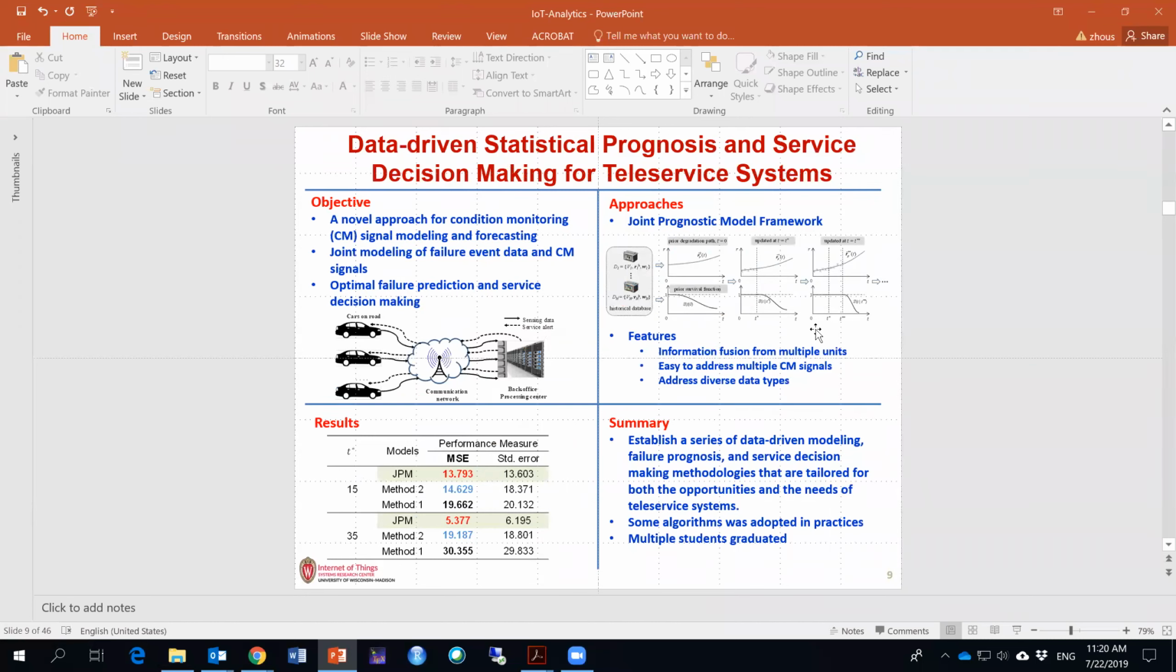So here I will introduce 3 topics we have been working on along the industrial IoT data analytics. The first topic is the data-driven statistical prognosis and service decision-making for teleservice system. This project is in collaboration with General Motors. Essentially, we work on automotive IoT system.